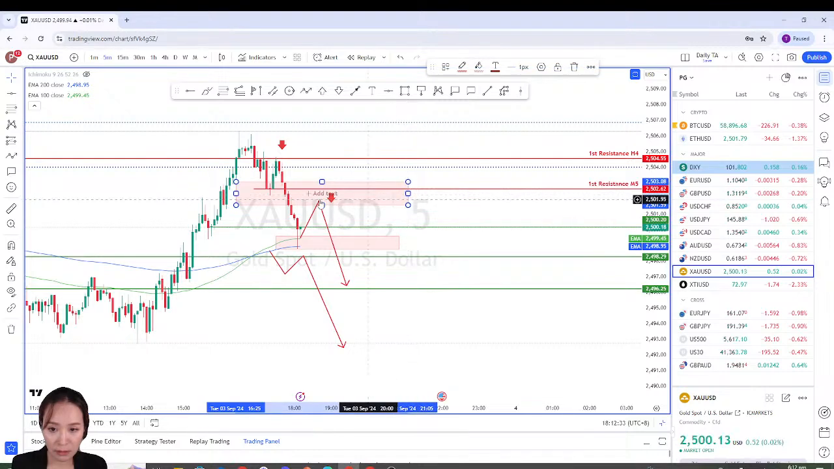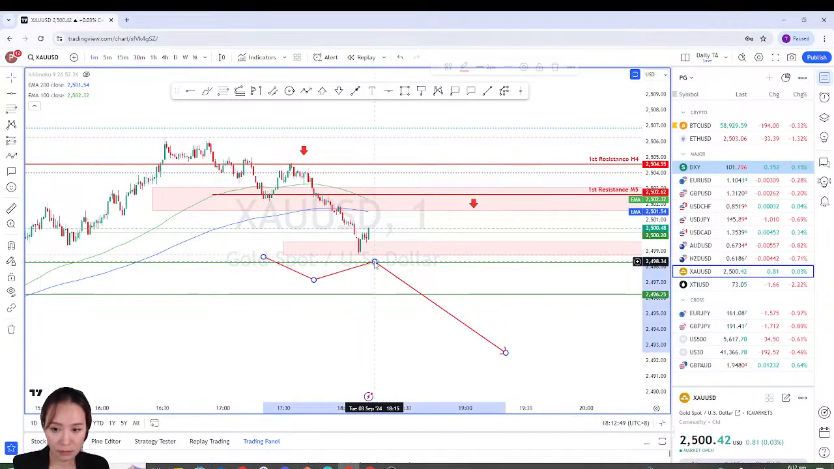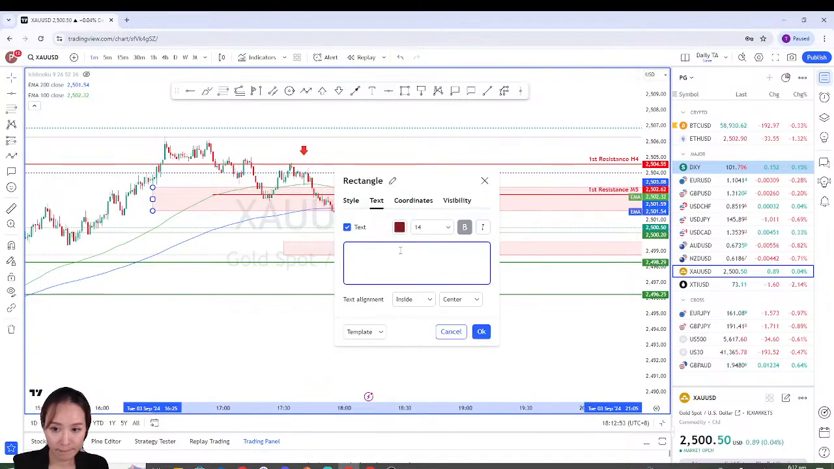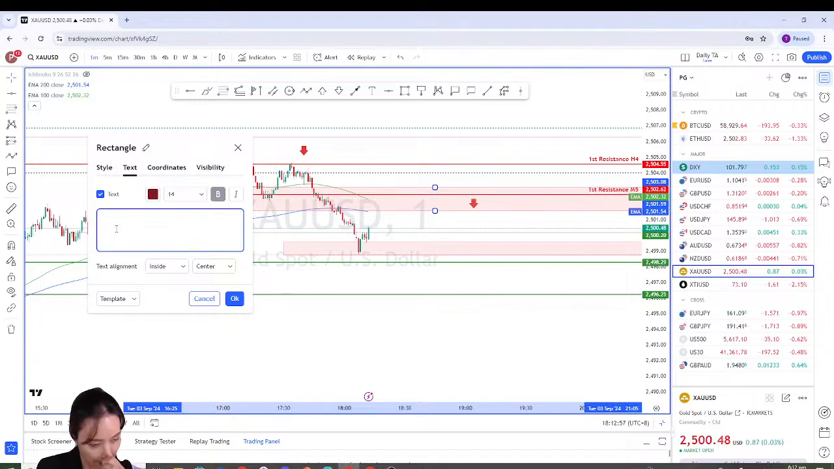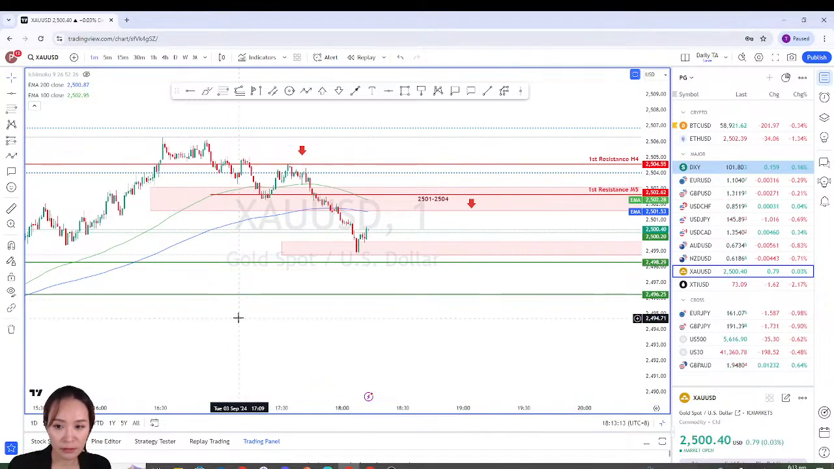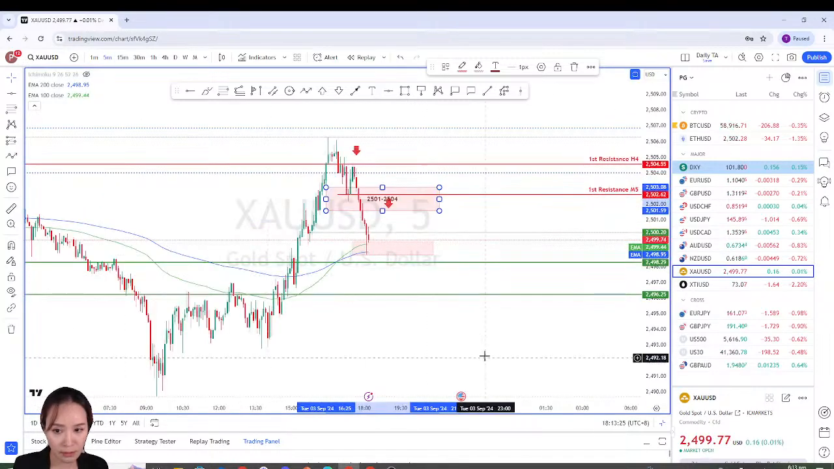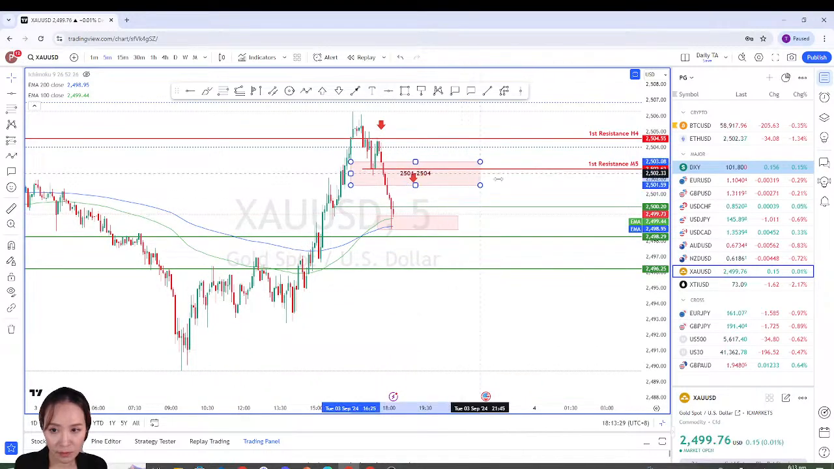This zone is going to be 2501 to 2504. You can see the pullback already. 2502. No, just put like 01 to 2505. Let's just say, okay, like 30 pips around here. They may not pull back, I think they might want to break. Just wait. If they don't pull back here, it's okay.